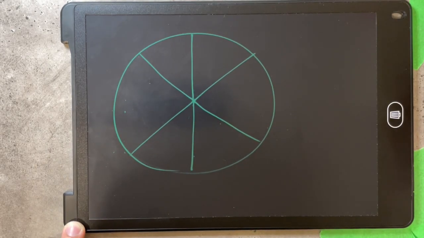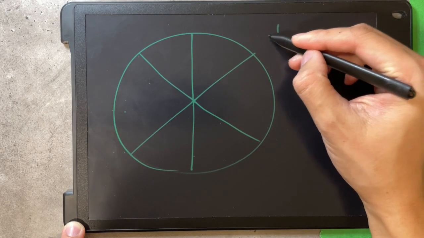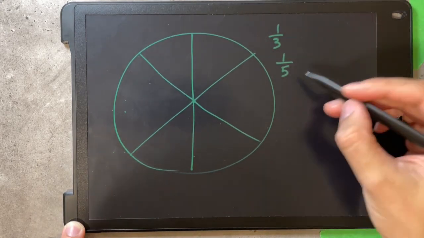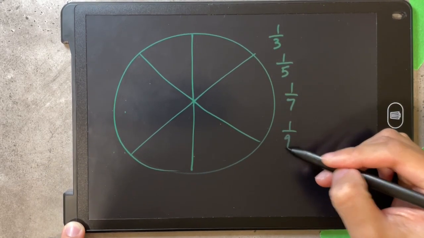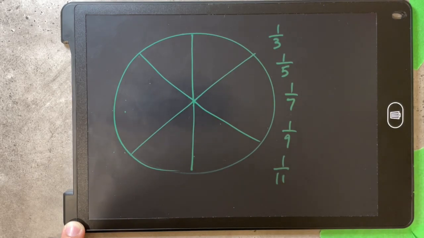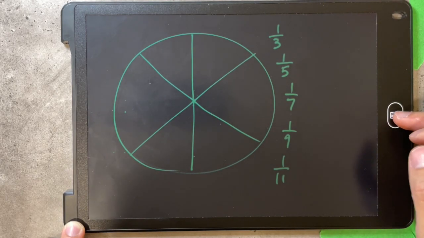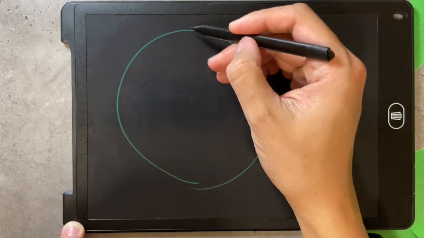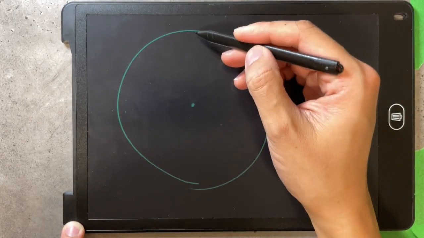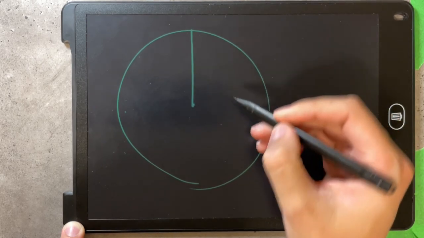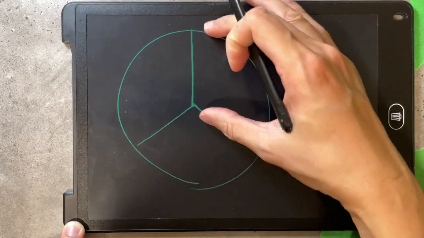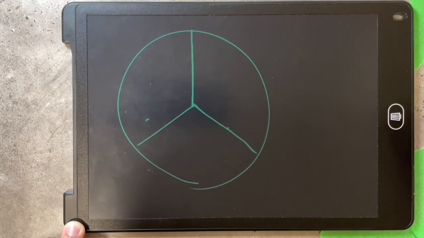Okay. Drawing a third, a fifth, or fifths, and then 7th, 8th, 9th, 11th, and so on. There is a technique to do that, which I'll show you right now. So first of all, you need a circle. Let's try that one more time. So if it's a third, draw a dot in the center, draw a line from the top, and then you divide those two into two, roughly the same sizes.